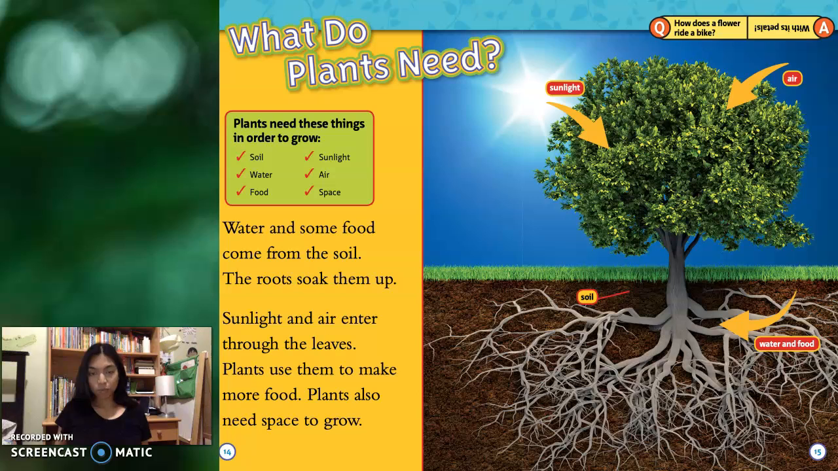So those are the things that we were talking about before we started, okay? So they need that space in order to grow. And then as you can see in the little diagram, we have the roots, we have soil, we have the sunlight and the air. Those are all the things that the plant is still going to need. So remember, our seed needs these things before, okay? And then once it starts to grow into a plant, these are still the things that our plants are going to need. They're still going to need all of these things.